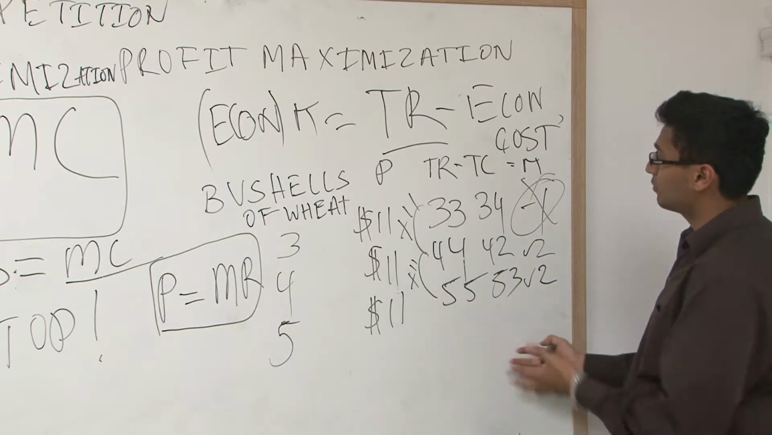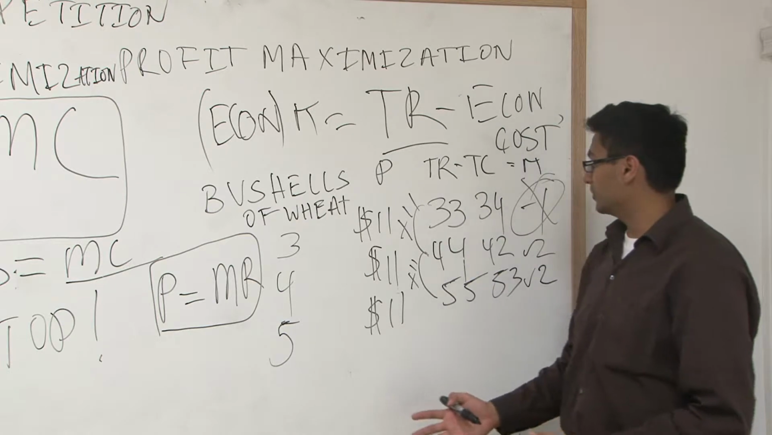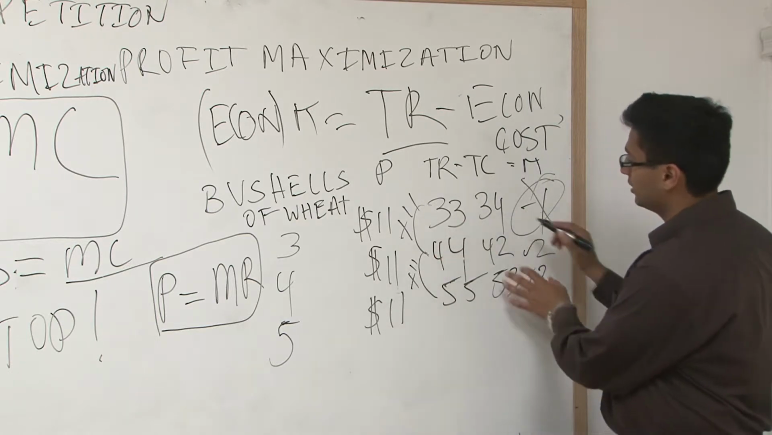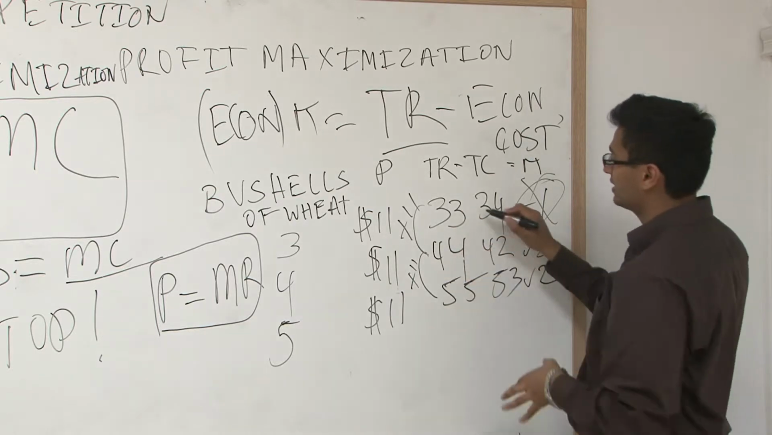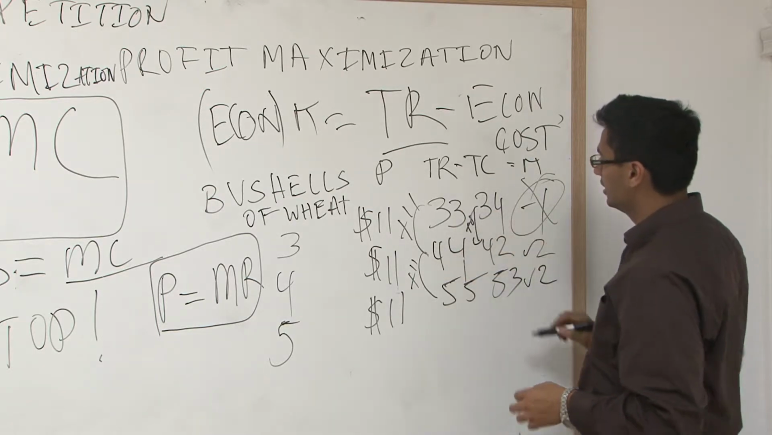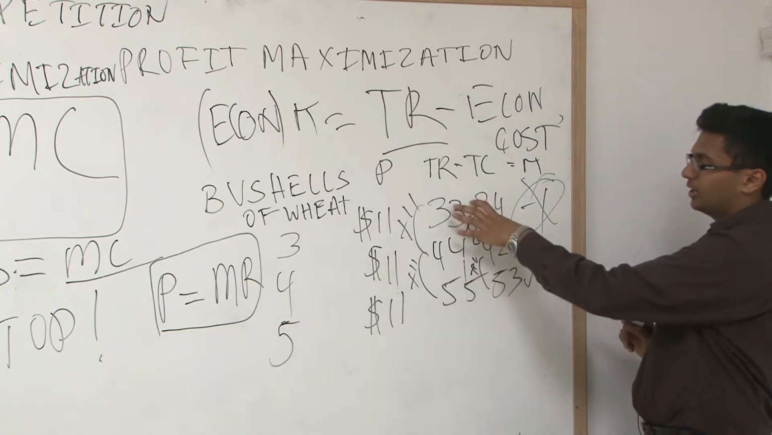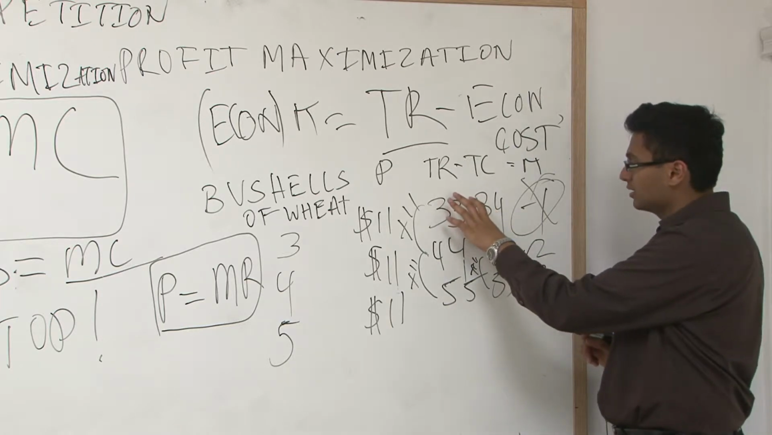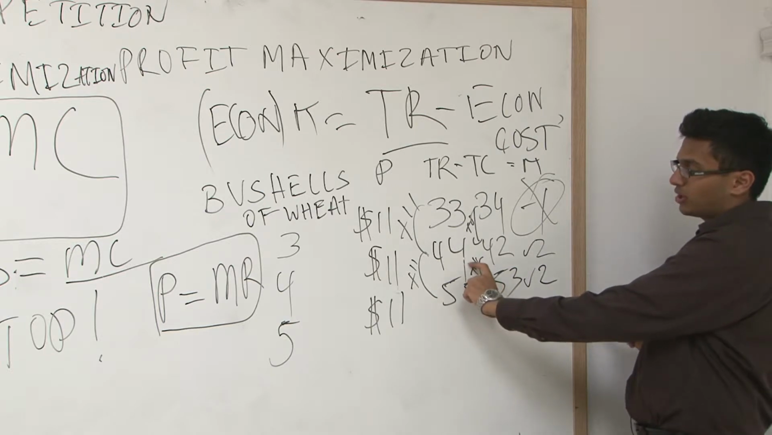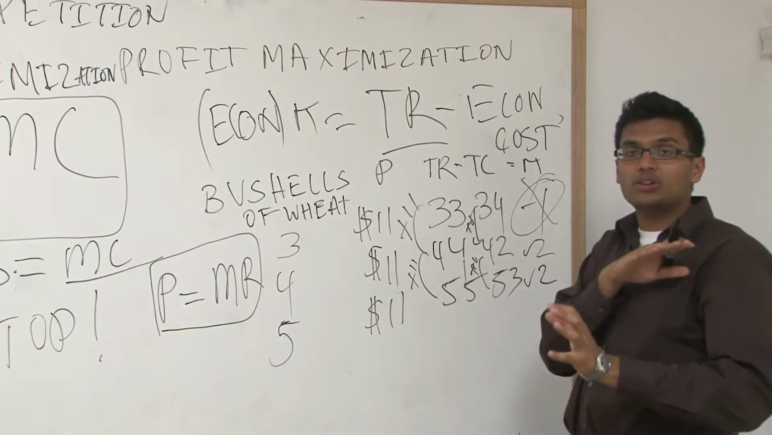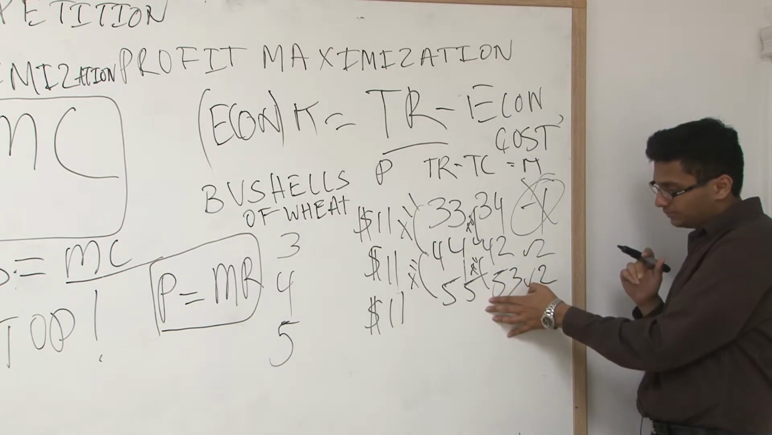What's the marginal cost? Well, if you're changing only one quantity at a time, the marginal cost is just the change in total cost. Total cost from 34 to 42: 42 minus 34 is 8. 42 to 53 is 11. So my MC from 3 units to 4 units was 8, and from 4 to 5 units, 42 to 53, marginal cost was 11. I said stop when marginal revenue equals marginal cost. Marginal cost here is 11.